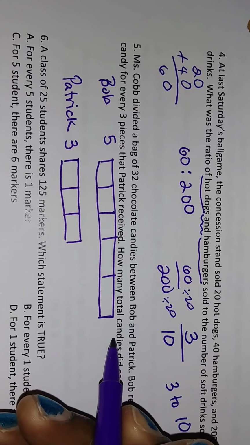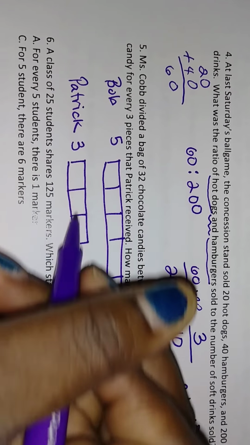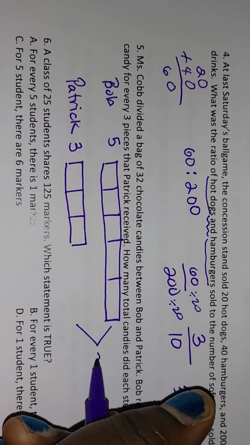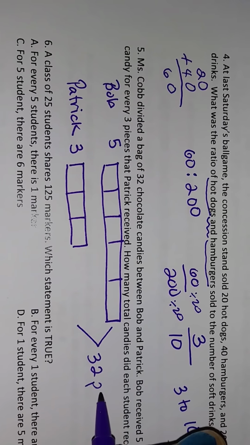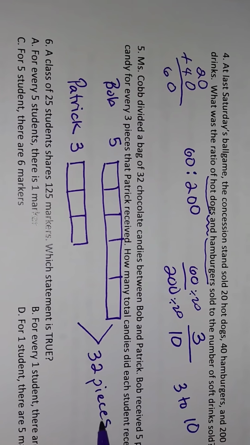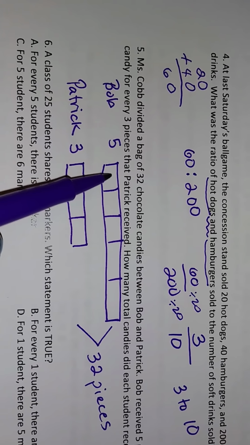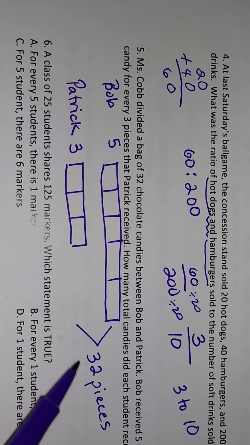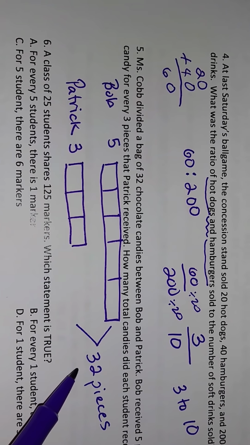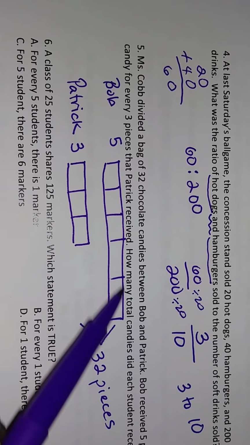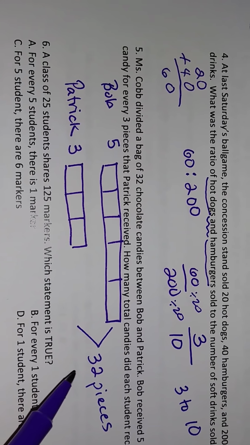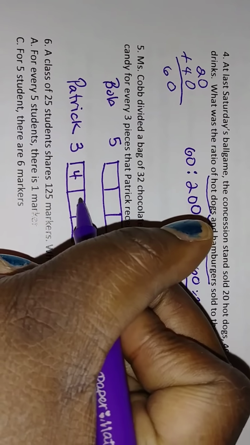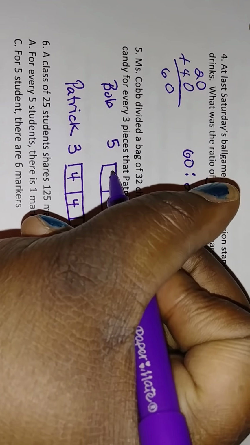Okay, so with Bob receiving 5 at a time and 3 for Patrick, they have to total only 32 pieces. So that means in these 1, 2, 3, 4, 5, 6, 7, 8 boxes, they have to total 32. So I have to split this 32 up amongst 8 boxes. 32 divided by 8 is 4. So that means I'm going to put 4 in every single one of these boxes.